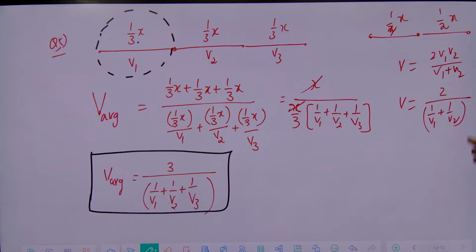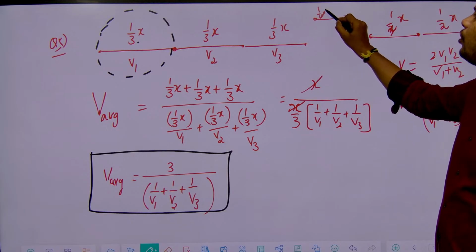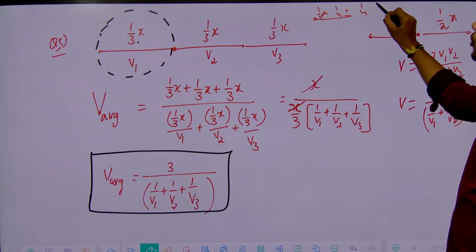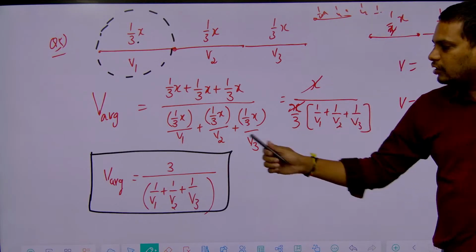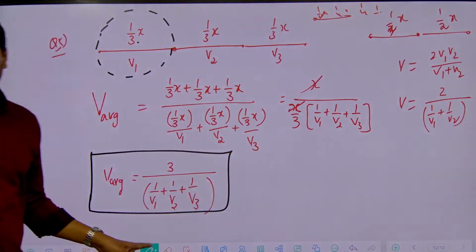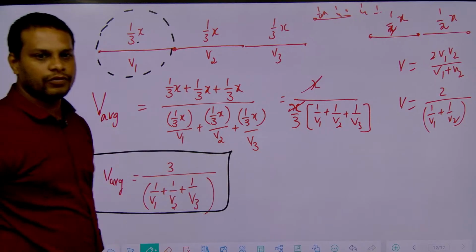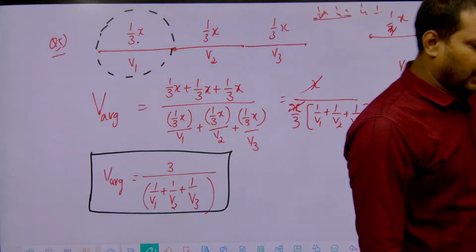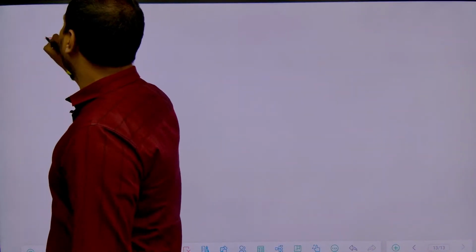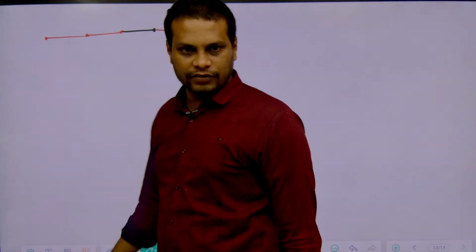In the same way, if a body moves with 1/4 distance, 1/4 distance, 1/4 distance, 1/4 distance, then what will be the average velocity in this case? 4 divided by 1/v1 plus 1/v2 plus 1/v3 plus 1/v4. Is it understood? Are you clear up to here? Now in this same question, I am saying 4 parts instead of 3 parts. How many parts are we saying? 4 parts.